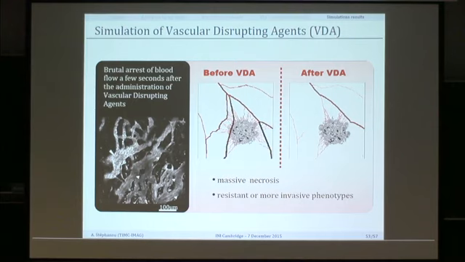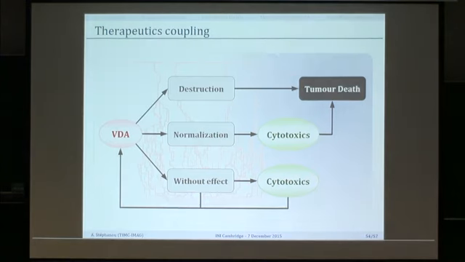That's why it's very dangerous to use these treatments, because we don't really know what we are doing in the system. Here before VDA it's okay, and then here, for example, we destroy completely this structure. And if we wait longer, we will observe massive necrosis in some part of the tumor, but not all of the tumor. So it will become more invasive and we will probably select more invasive phenotypes.